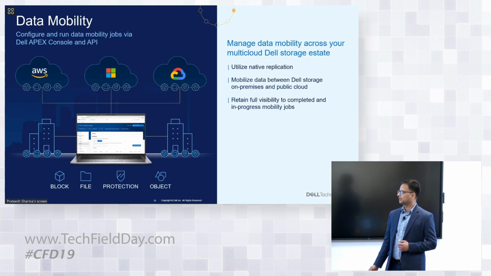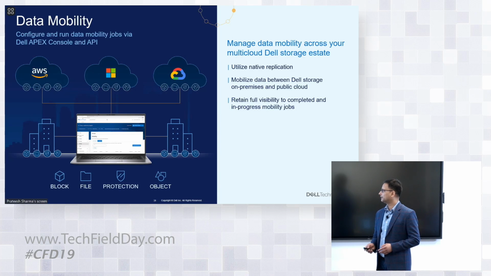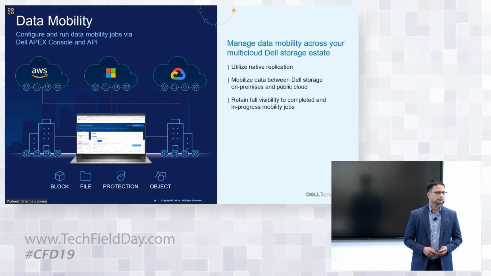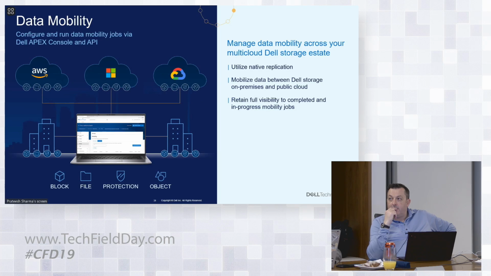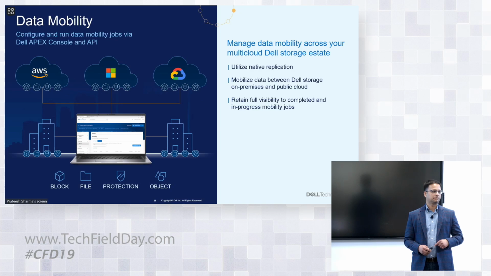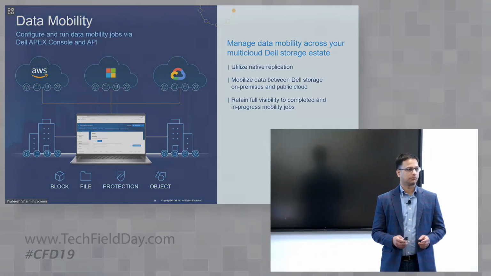This is one of the key advantages of Apex Navigator, that we are able to move data between environments. So within this complex infrastructure that we have, we are able to move data. We utilize native replication and mobilize data between Dell storage on-premises and public cloud. Not only are you moving data, you're also getting full visibility to what you're moving, when the jobs complete, and all of that stuff. Is that horizontally between the three cloud providers as well? For now, it is one-way movement from on-prem to cloud, but we are working on different capabilities to provide that type of movement as well.